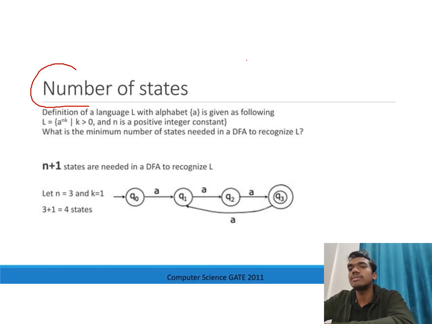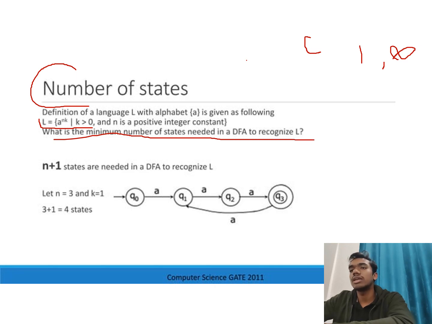Definition of a language L with alphabet A is given as follows. So L is given as A to the power nk, where n is a positive integer constant. So n can be anything from 1 to infinity basically. And k is greater than 0. The same goes for k, that is a positive integer constant. What is the minimum number of states needed in a DFA to recognize L?